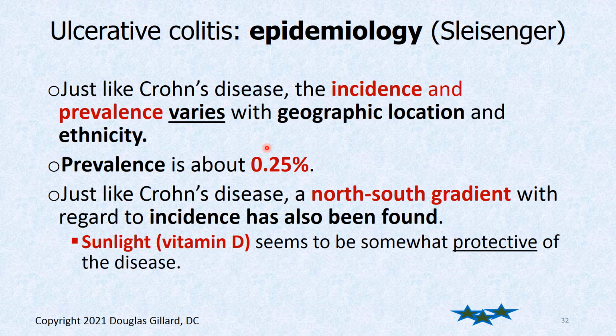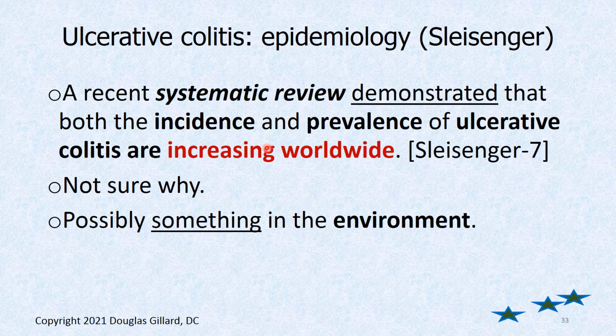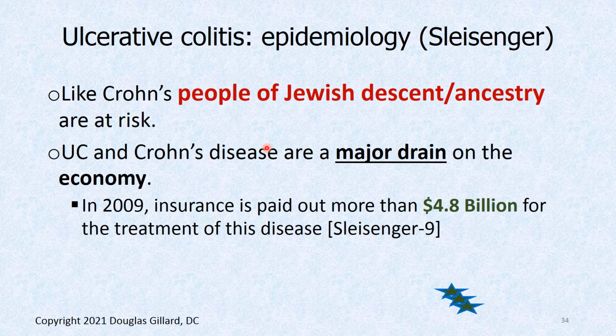Epidemiology. Its incidence and prevalence varies greatly over geographic location. Prevalence is about 0.25% in the West. Crohn's disease also has a north-south gradient, so people who are closer to the equator and get more sunlight-created vitamin D seem to be somewhat protected against this. A recent systematic review demonstrated the incidence and the prevalence are increasing worldwide. We're not sure why. It's probably something in the environment that is setting this off that we haven't figured out yet.